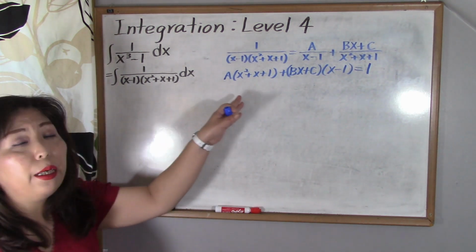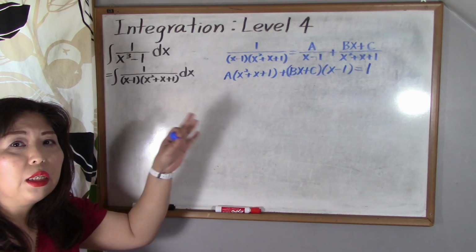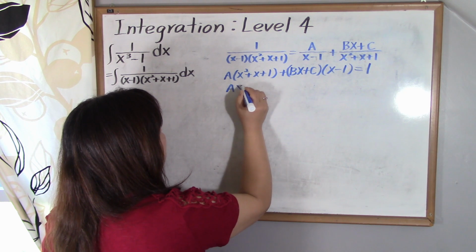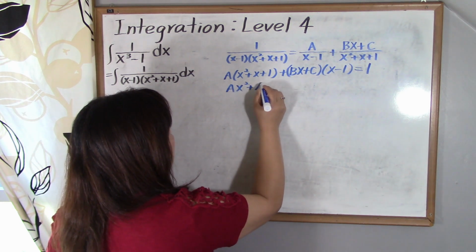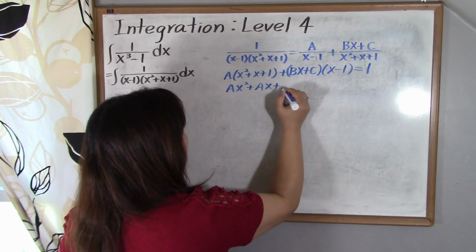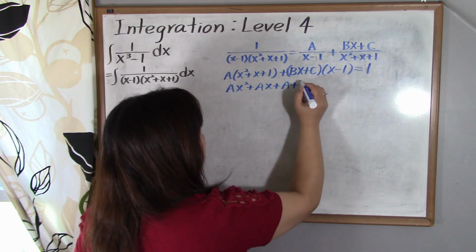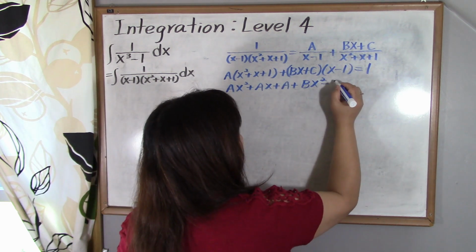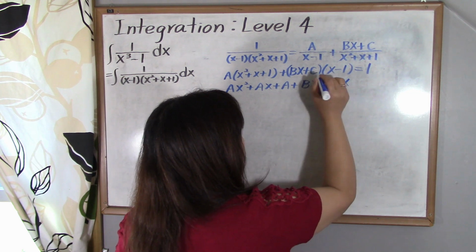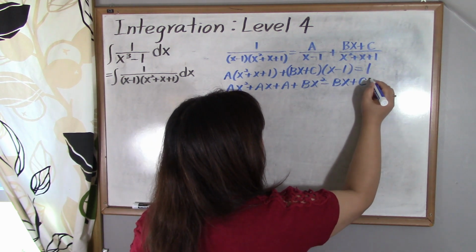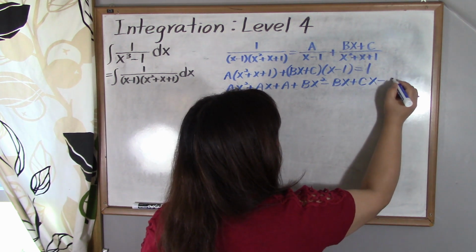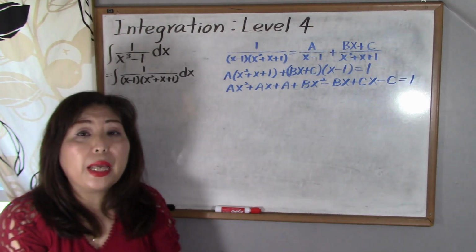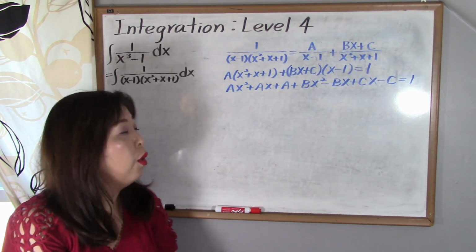And then now we're going to calculate by using distributive property. So a times x squared, a times x, a times 1, plus bx times x is bx squared, bx times negative 1 is negative bx, and then c times x plus cx, and c times negative 1 is negative c is equal to 1. This is basic solution I'm showing you, okay?